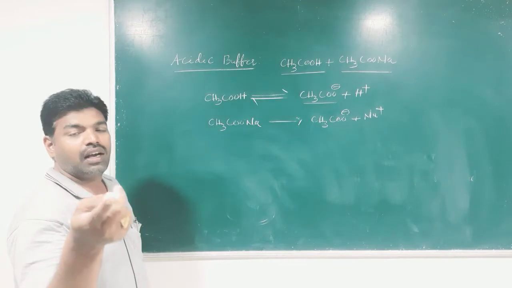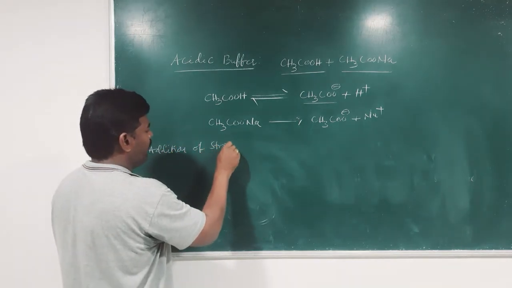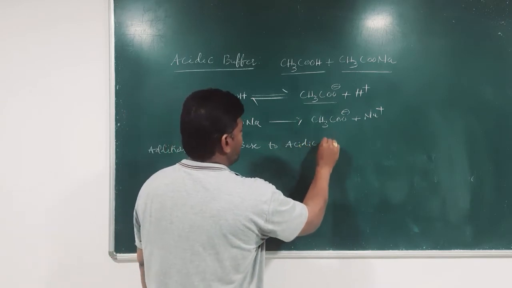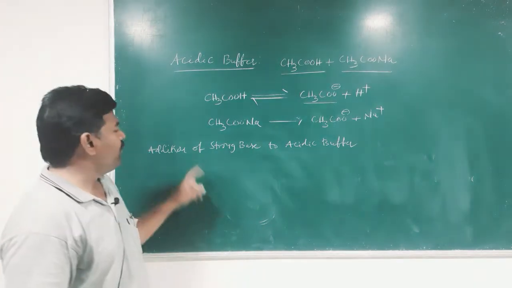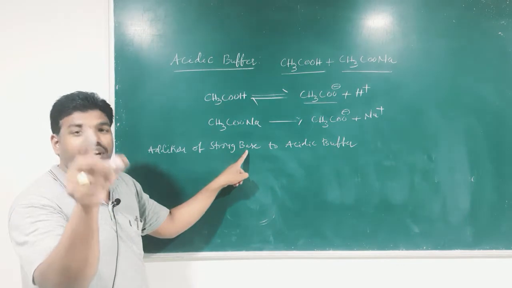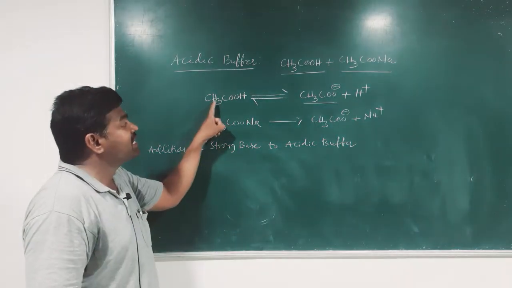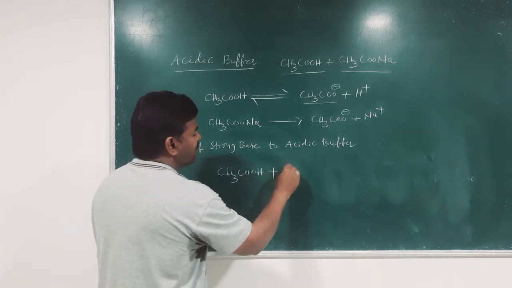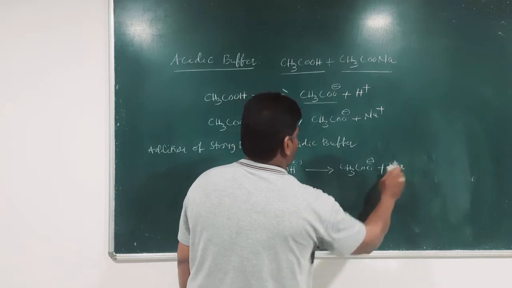Now, what happens when we add small amounts of strong base to an acidic buffer? Strong base is a source of OH minus ions. Those OH minus ions react with acetic acid. The OH minus ions from the strong base combine with acetic acid and form acetate ion, CH3COO minus plus Na plus, and H2O.